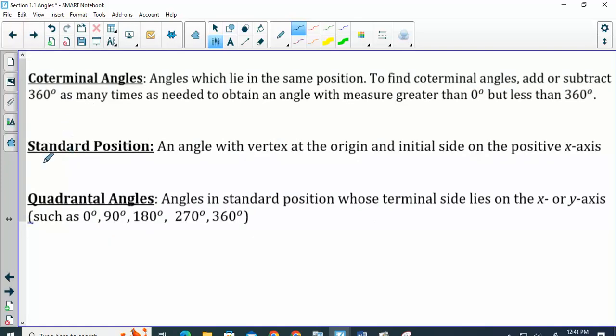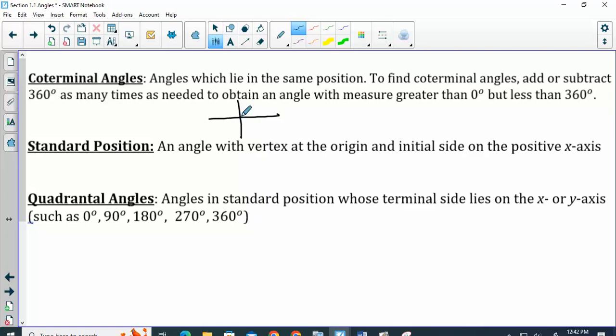Coterminal is going to be very, very important to us. Coterminal angles are angles that lie in the same position. To find them, we add or subtract 360 as many times as needed to obtain an angle with a measure greater than 0 but less than 360. So here's what I mean. When we talk about angles, we are going to want something between 0 and 360.